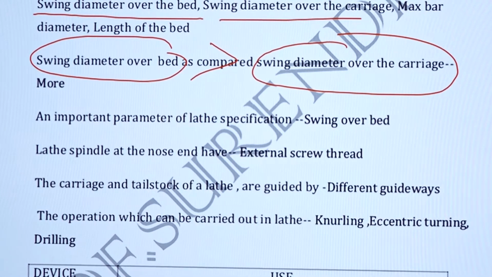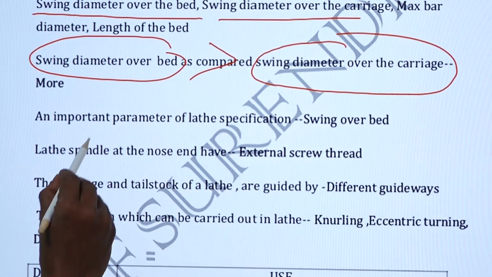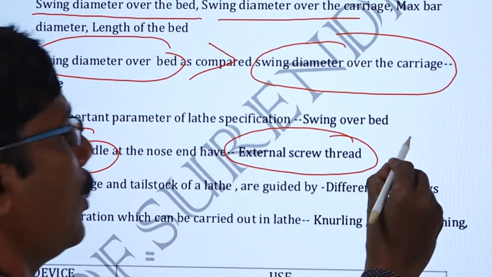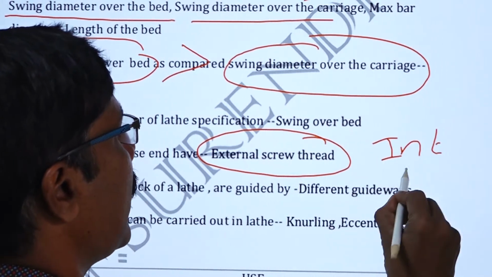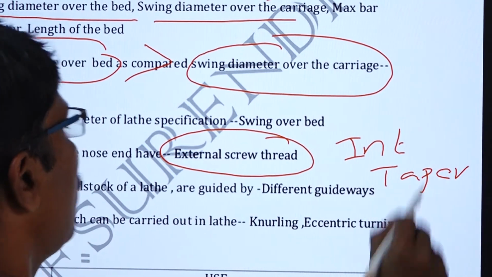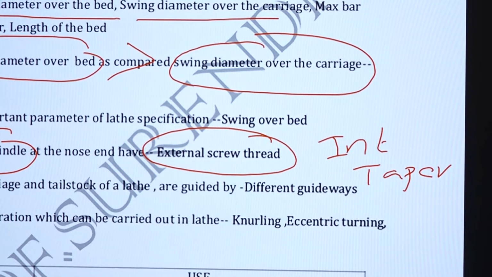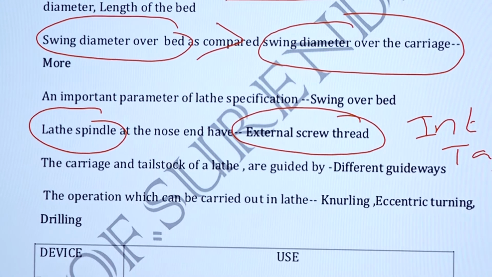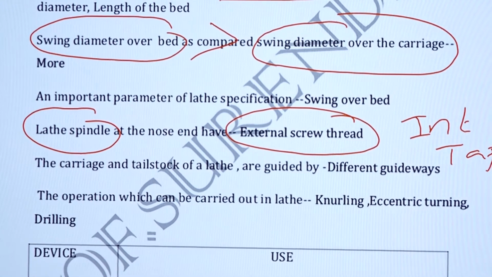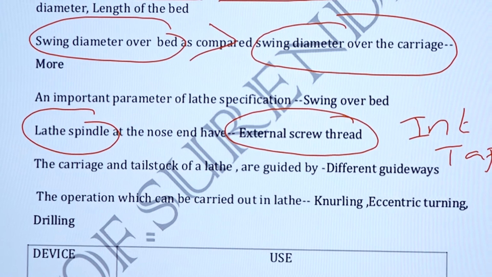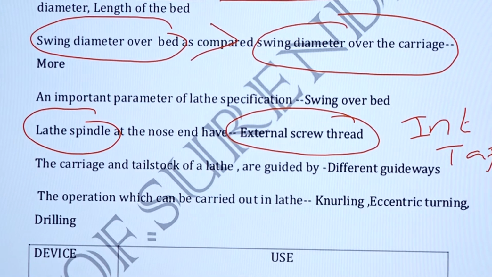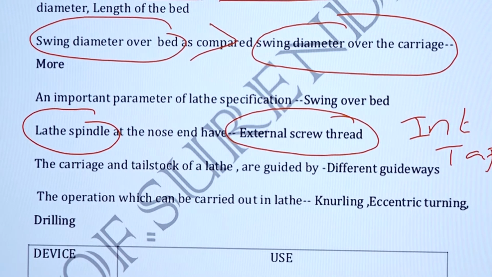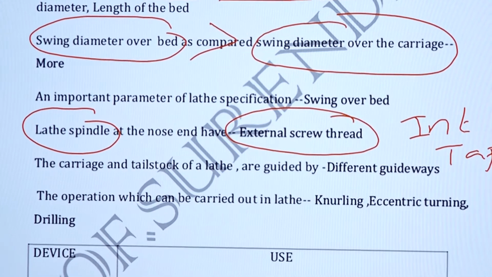Important, the lathe spindle. Lathe spindles are made having the external screw thread, and you can remember it has the internal taper. Lathe spindle having the internal taper and external screw threads. The operations which can be performed in the lathe include knurling. Knurling is the operation of embossing diamond shaped pattern on the surface. Then eccentric turning, where the center of the workpiece is deviated.